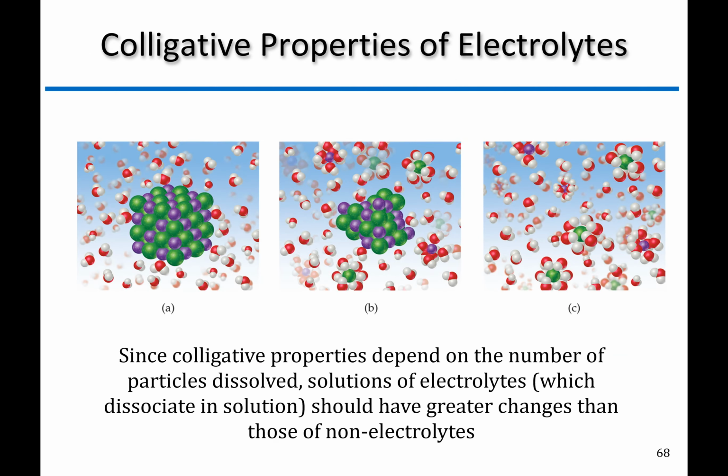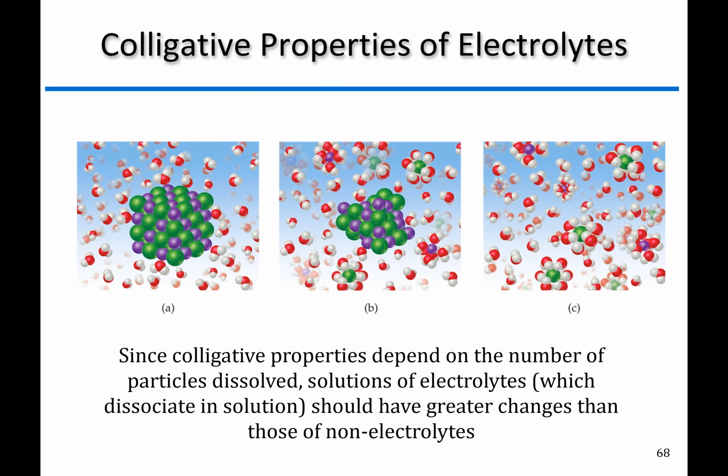Okay, so there's one small piece of this puzzle that I haven't mentioned yet, and it doesn't make it that much more complicated, but it's one more thing to consider. So one thing we need to talk about now is electrolytes. So what exactly is an electrolyte? And how does this affect our colligative properties?